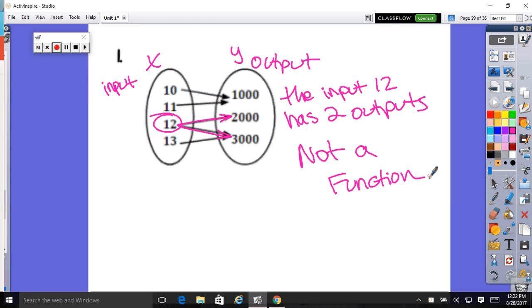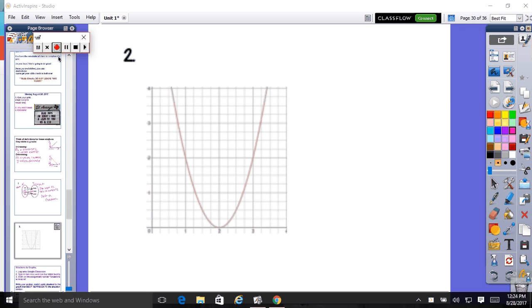It's not a function because there are 2 of them. 2 of what? What's wrong with having 2 of them, right? I would like to have 2 cookies. Nothing wrong with having 2 cookies. 2 of what? What makes it not a function? Any questions about number 1 before we move on? Okay, number 2.